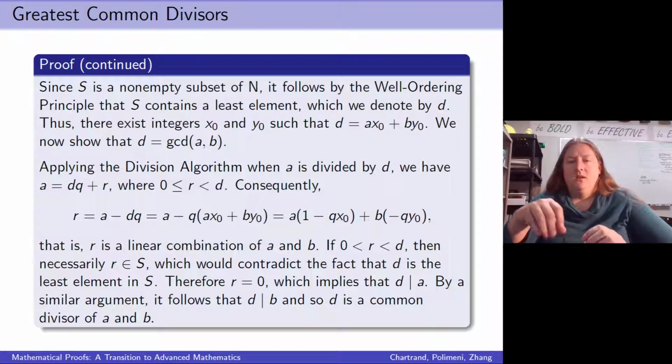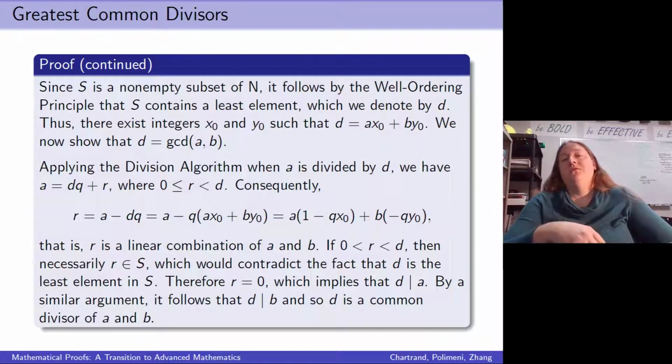So we had that R had to be less than D. So that means that R falls between 0 and D. Well, that contradicts the fact that D is supposed to be the smallest element in S. So that means that R must be 0. Well, if R was 0 to begin with, we had A equals D times Q. And that means that D divides A. So following similar logic, we can also make the argument that D must also divide B. And that makes D a common divisor of A and B.